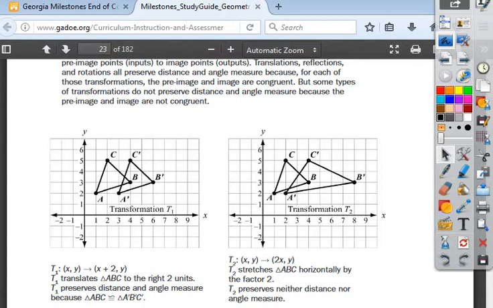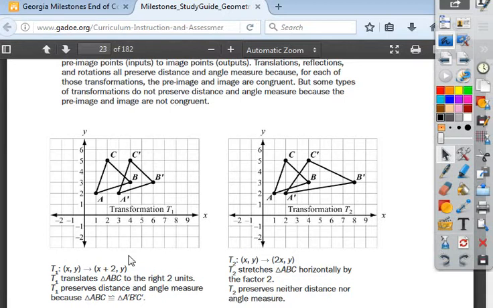All right, so my pre-image is this one, and it's moving to this one. So which way did it go? To the right 2, so that's why they did x plus 2, because it went right 2. If it goes up or down, where does that go? With the y. So if it goes up, I would say y plus something. If it goes down, I would say y minus something.